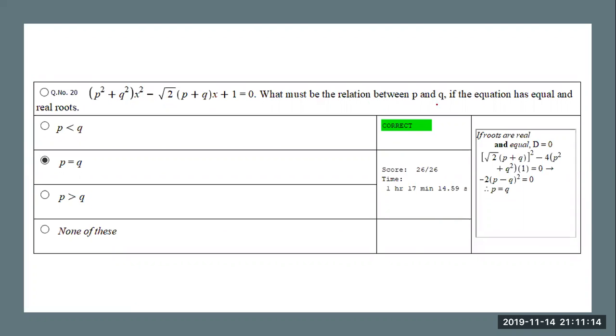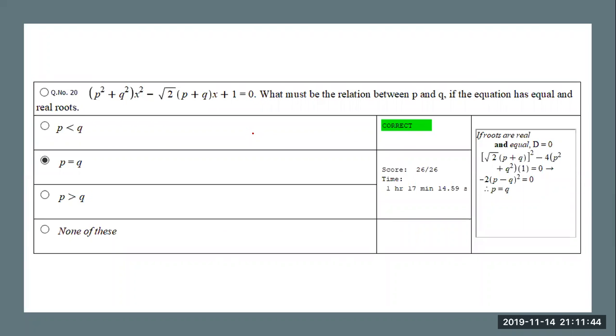If it has got equal roots, it means the discriminant should be 0. What is the discriminant? B squared minus 4ac. What is b squared? Root 2 p plus q whole squared, that is what I have written, minus 4 times ac. P squared plus q squared into 1 is equal to ac. This is equal to 0, which becomes 2 into p minus q whole squared. You have to simplify this. If you simplify this, you will get p is equal to q as the relation. So what is the answer? P is equal to q is the answer. This question is very important.